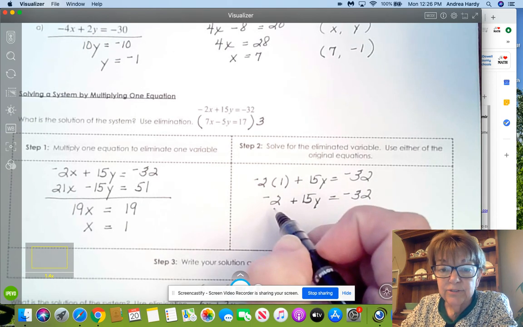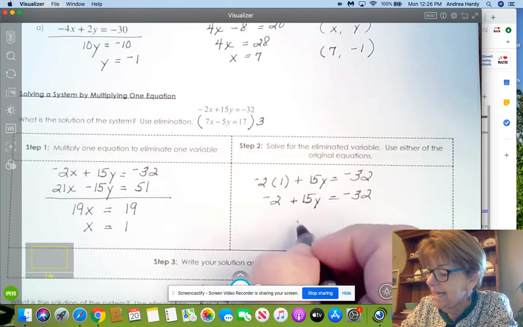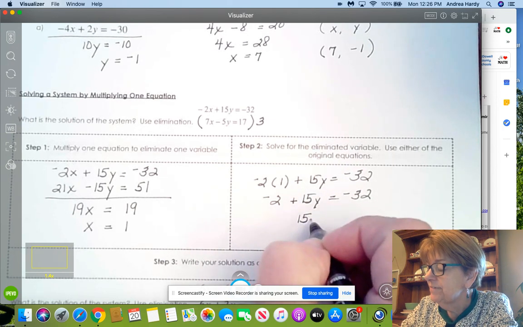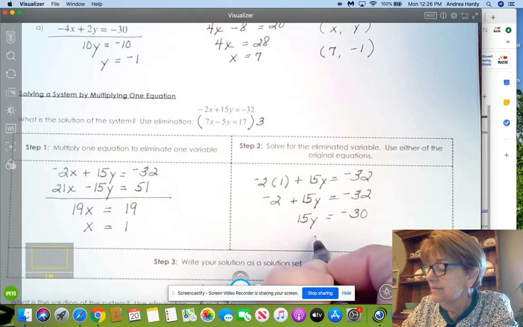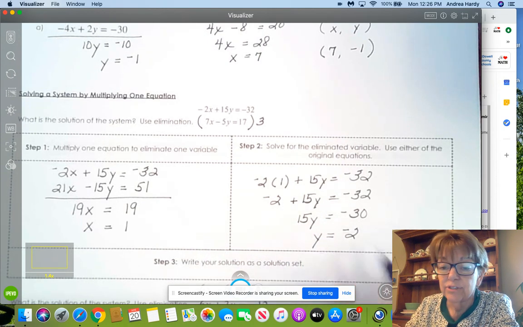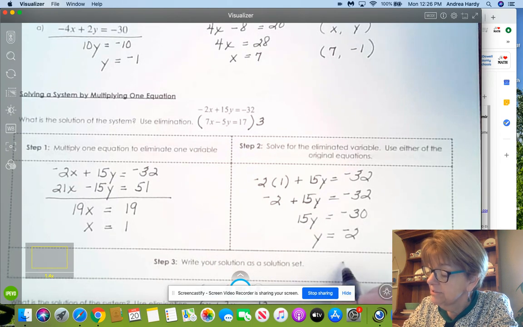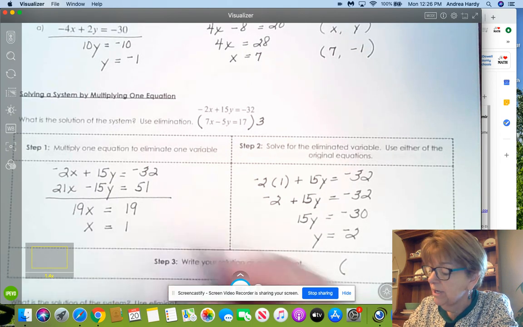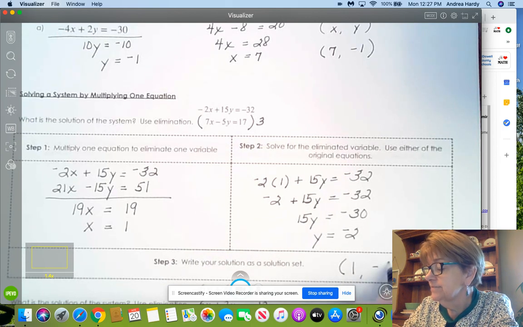When I add 2 to both sides, this is negative, so to get it over to the other side, I have to add it. I have 15y is equal to -30. When I divide both sides by 15, y is -2. Write my solution as a solution set. The x value is 1. The y value, -2.